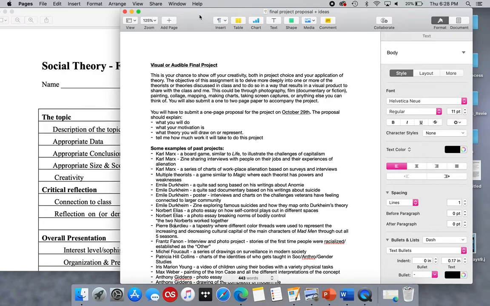Now, if you're someone who doesn't consider yourself to be creative, you have options. Now, the first thing I'll point out is I want you to submit a proposal by October 29th. That's before we go online, if everything goes according to plan this semester. That will give me a chance to respond to you and tell you if the project seems to be working.